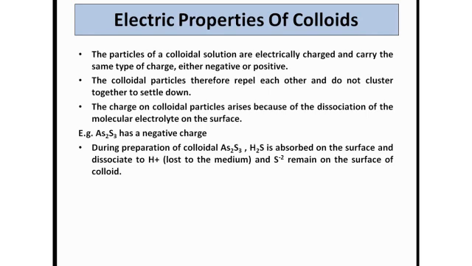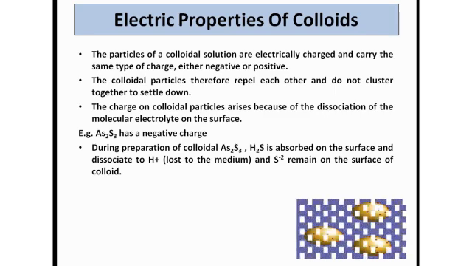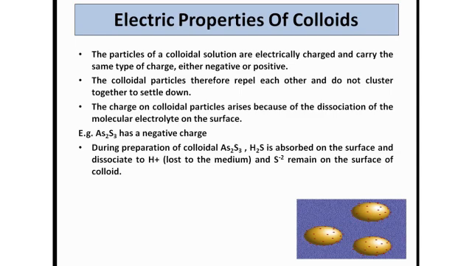The proton is lost to the medium, so the medium attains a positive charge, while the sulfide remains over the surface of the colloid, and this sulfide gives a negative charge over the colloid. The positive charge of the hydrogen goes to the medium, whereas the sulfide gives the negative charge over the surface of the colloid. This is how it looks.